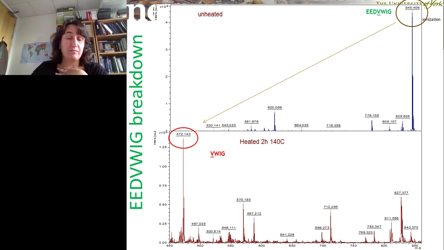This is our little synthetic peptide, EDVIG. The top spectrum is unheated, and you can see the molecular ion here. Then as we heat it for a couple of hours at 140 degrees C, we start to see the peptide bond between the D, the aspartic acid, and the V, the valine, break down, and then we start to see generation of that VIG fragment with the valine being N-terminal.